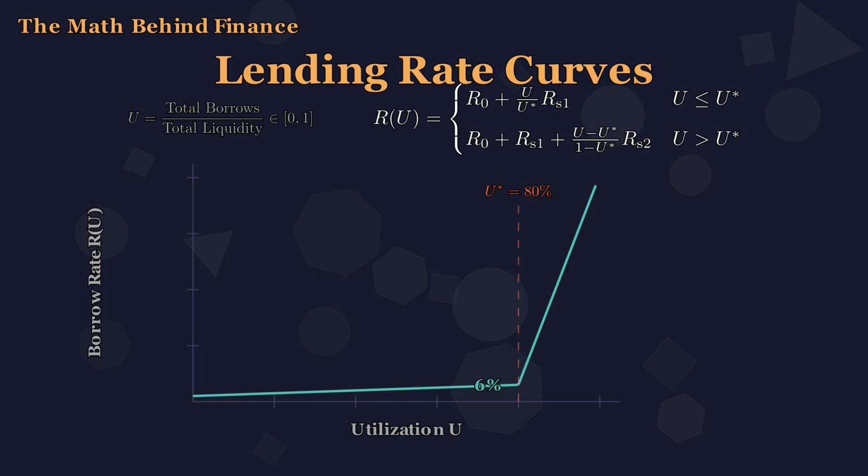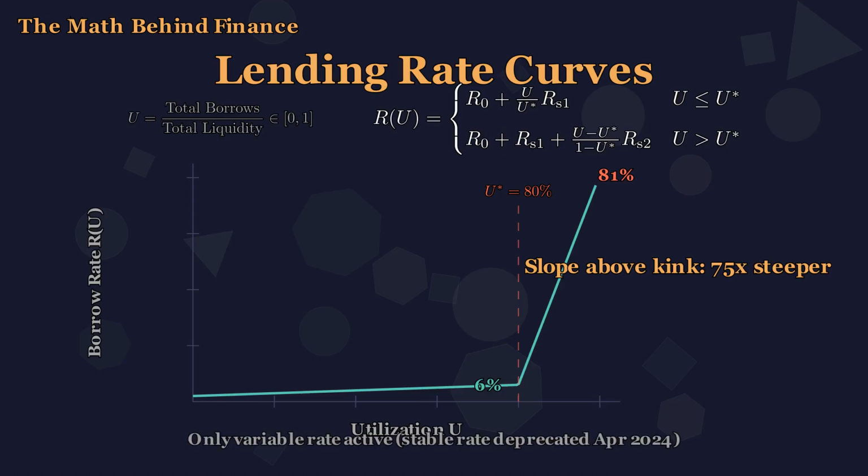Below the kink, rates climb gently. At 80% utilization, the borrow rate is just 6%. But cross that threshold, and the slope explodes, 75 times steeper. At full utilization, the rate hits 81%. The kink is an economic signal. Do not let the pool run dry.